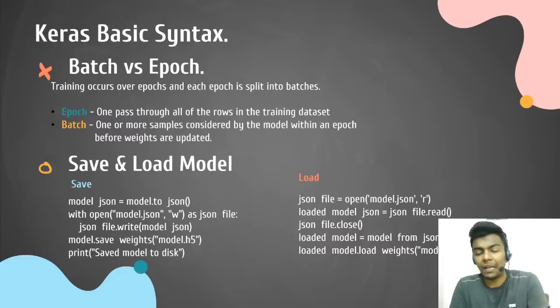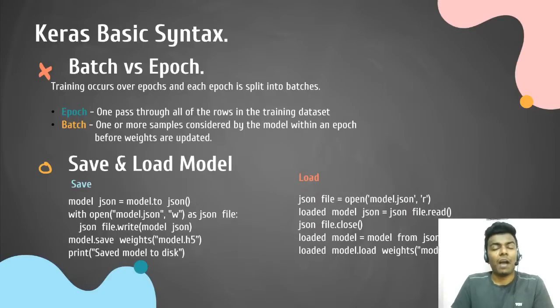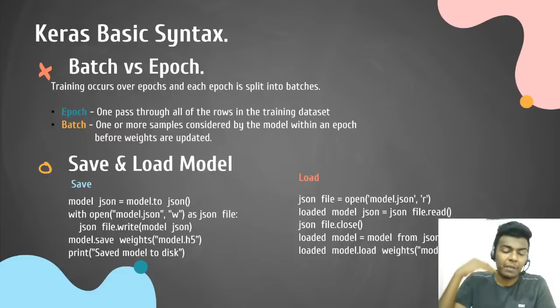Another main thing we need to know is batch versus epoch. For example, if you have 100 images of apple and 100 images of banana, that is 200 images in total. If the training process should see the complete 200 images, how many times it looks over the 200 images is known as an epoch. Batch means how large a group of data it takes at a time, so that is a batch.